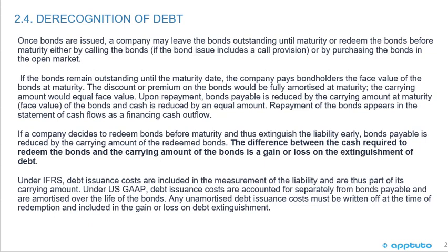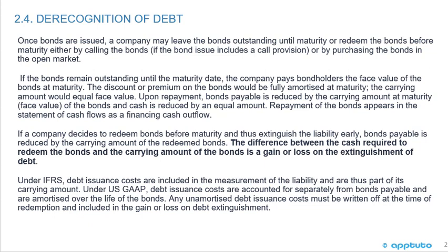If a company decides to redeem bonds before maturity and thus extinguish the liability early, bonds payable is reduced by the carrying amount of the redeemed bonds. The difference between the cash required to redeem the bonds and the carrying amount of the bonds is a gain or loss on the extinguishment of debt.